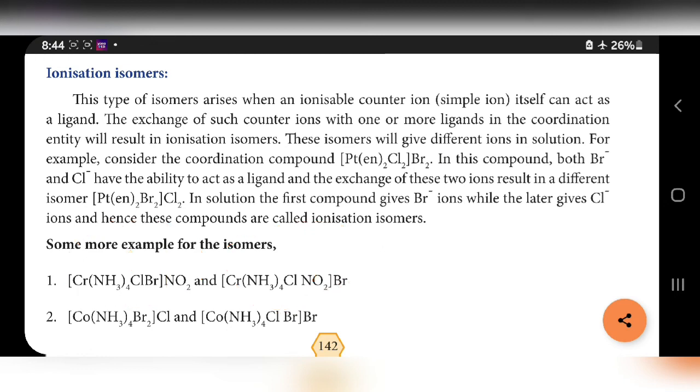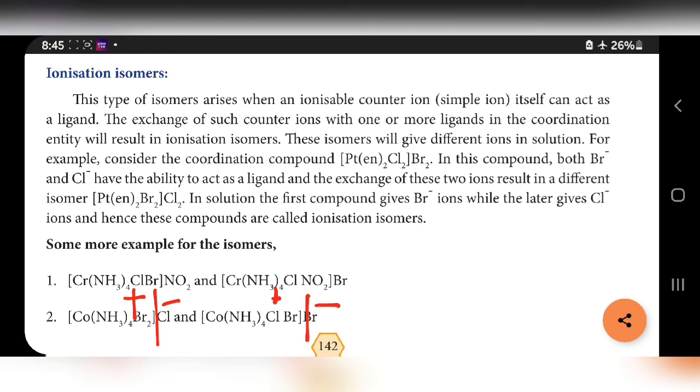See one more example, the second example. Both have the same molecular formula: cobalt, 4 NH3, 1 Cl, 2 Br, and here also 2 Br. Both have the same molecular formula, but both produce different ions in solution. If one is ionized, the square bracket has the positive charge and Cl has the negative charge. If the other is ionized, the square bracket has the positive charge and the remaining group has the negative charge. So both have the same molecular formula but different ions in solution. That is called ionization isomers.